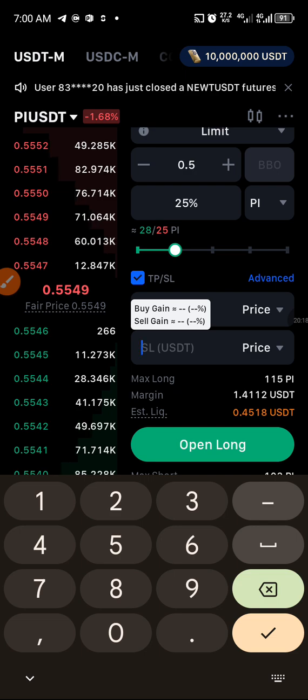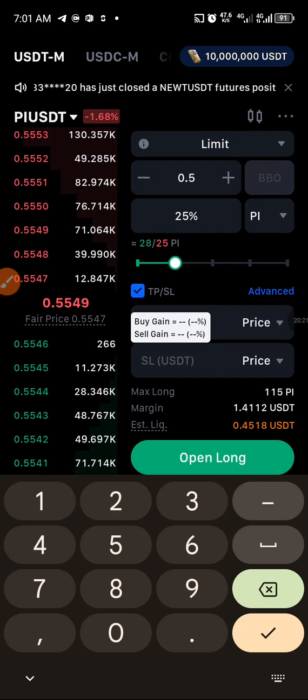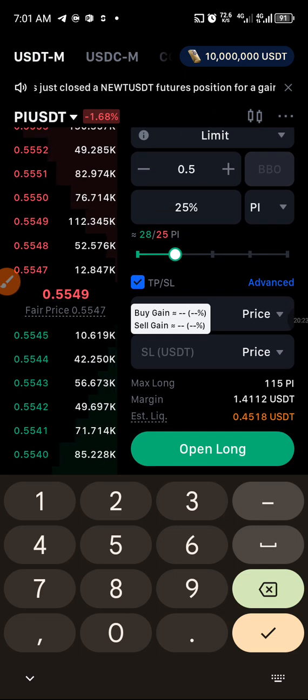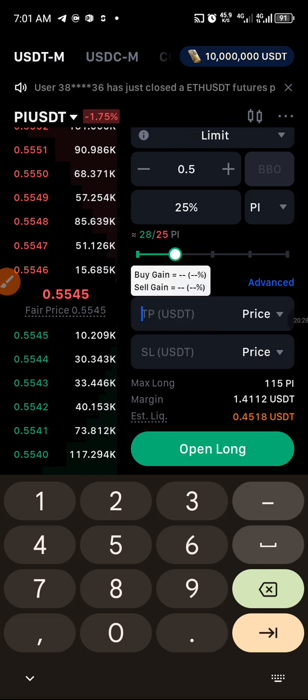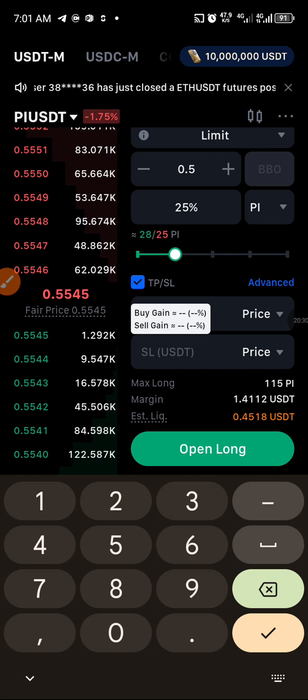So now you need to set your stop loss. For instance, I set my entry price at 0.5. So this is your stop loss here. Let me set my stop loss to be 0.45.